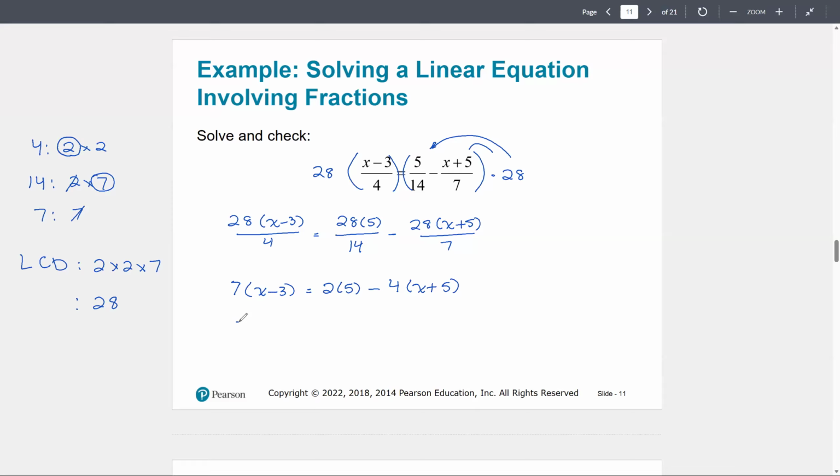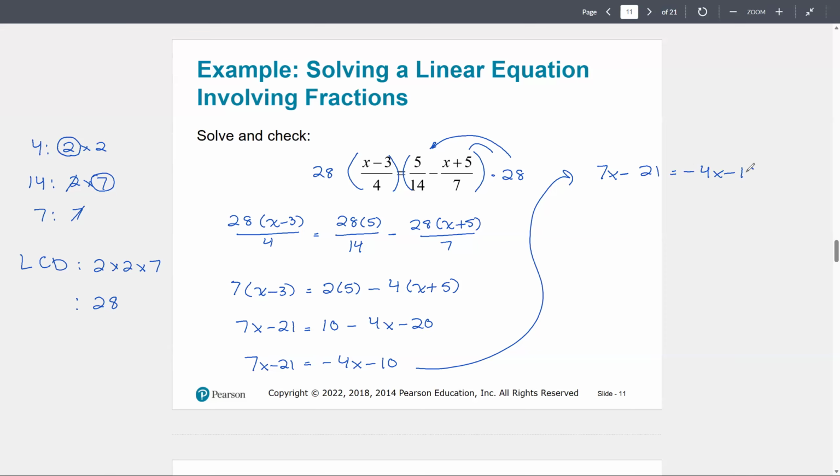Simplify, so distribute the 7. 7x minus 21. 2 times 5 is 10. Distribute this 4: 4x minus 20. So we got 7x minus 21 is equal to minus 4x minus 10. So 10 plus 20 minus 20. So 7x minus 21 equals minus 4x minus 10.